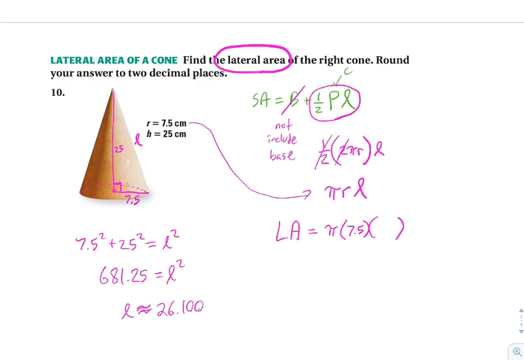Now, I would keep more decimal places in general because it said round to 2 decimal places. Just so happens my calculator only goes to 3 decimal places. But I would have 4 or 5 here in the middle of a problem if I'm going to end with 2 decimal places. So I've got my lateral area is around, because now I'm dealing with approximations, pi times 7.5 times 26.100, and that decimal keeps going.